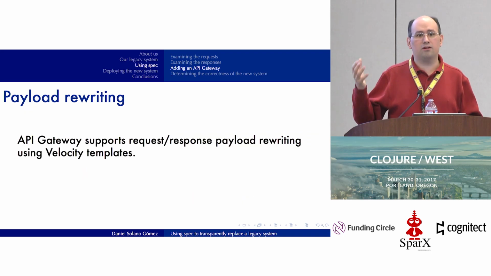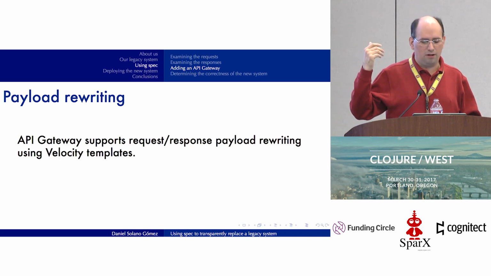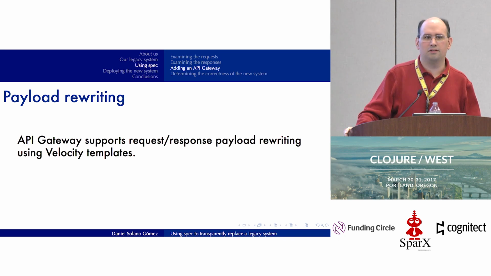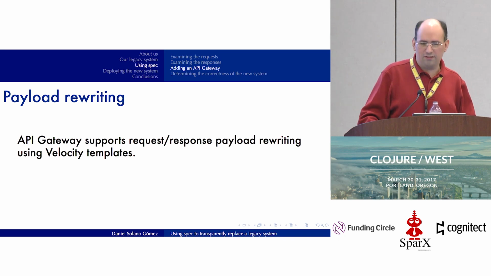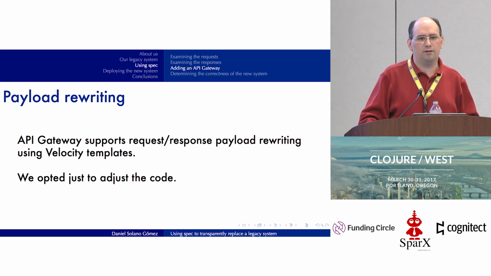In API Gateway, you can also rewrite the payload of a request using a velocity template. We considered doing this, but opted not to. There are a couple of reasons for this.